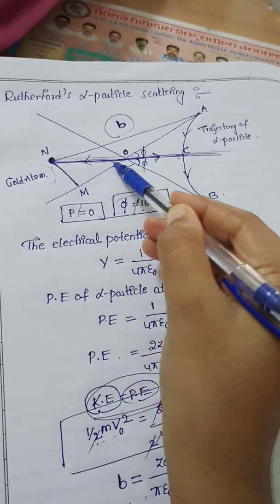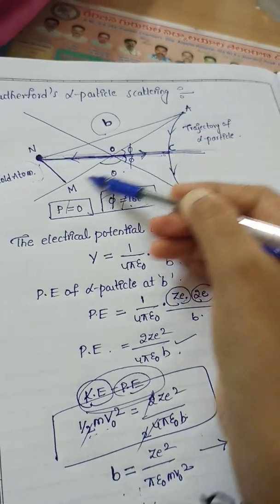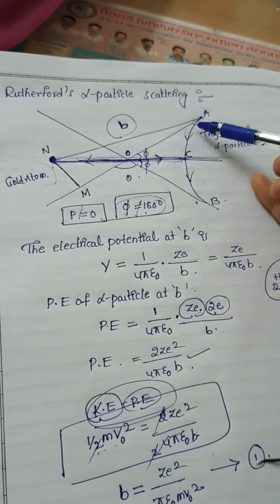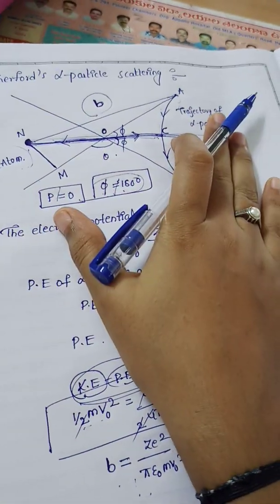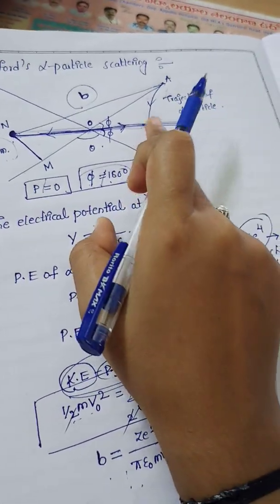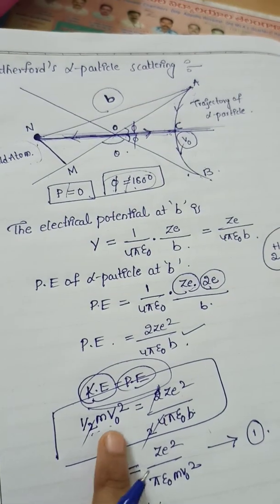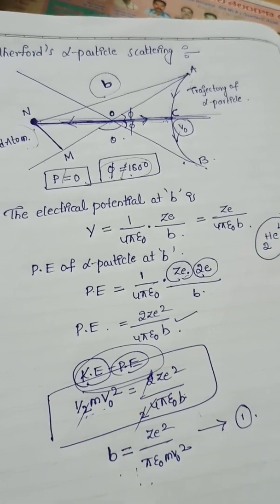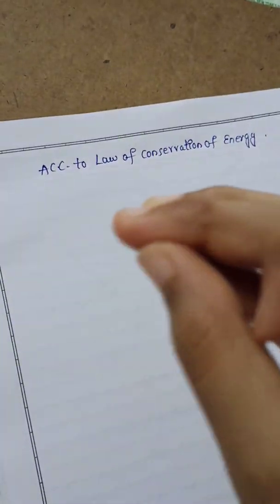If the alpha particles are not traveling straight in this case, what will happen? Alpha particles are simply deflected like this, which means the alpha particle follows a hyperbolic trajectory. So in this case, the velocity of the alpha particle at point C is, for example, v naught. V naught is the velocity of the alpha particle, as I already told you. And according to the law of conservation of energy, E1 is equal to E2.